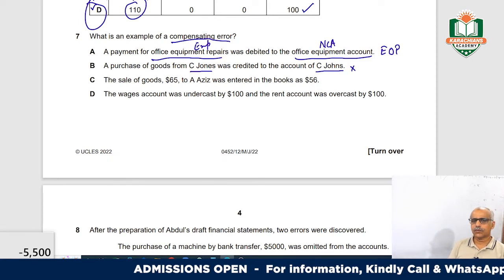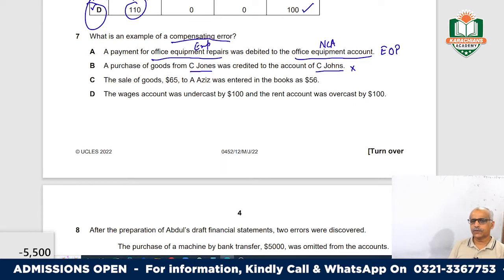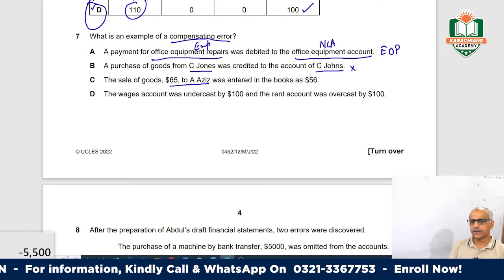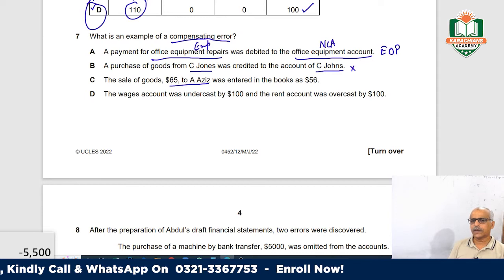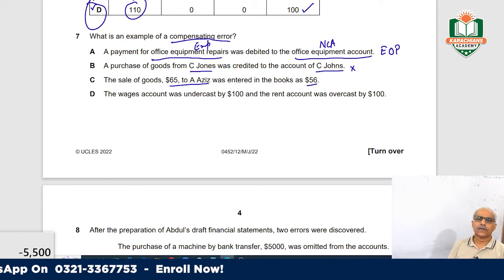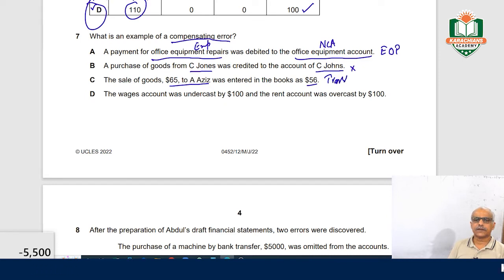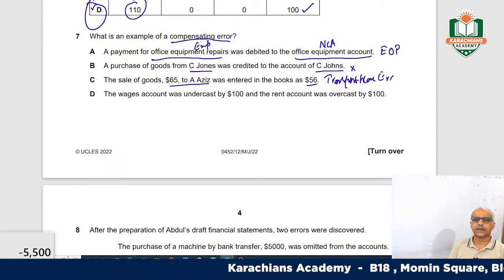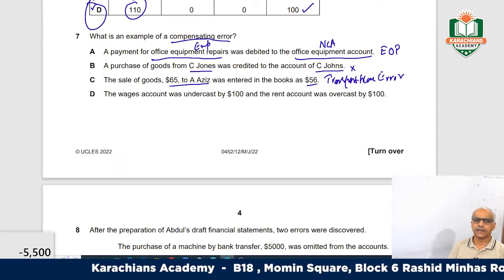The sale of goods of 65 to A. Aziz was entered in the books as 56. So this is a transposition error. Again, this is not a compensating error.